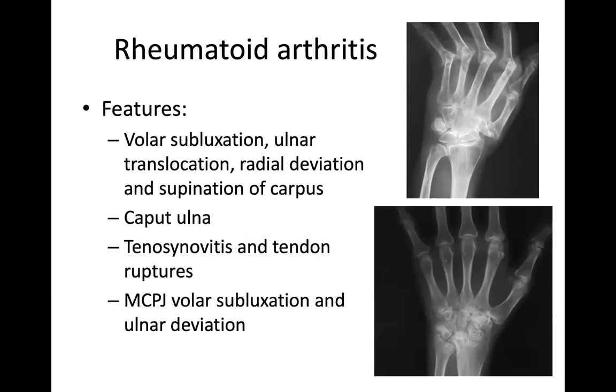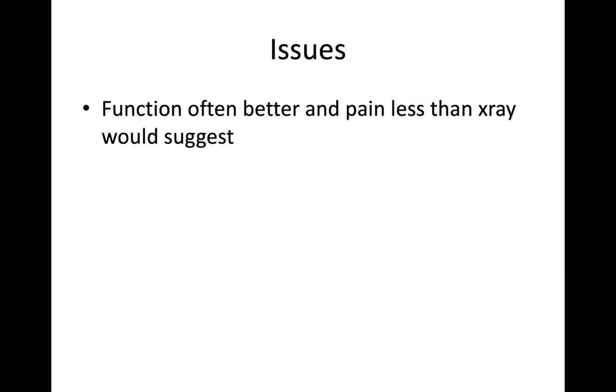Then you get MCP joint volar subluxation and ulnar deviation, and this is a difficult problem to sort out. It deviates ulnarly partly as a result of the carpus radially deviating, and the fingers go the opposite direction. So what are the issues with this?